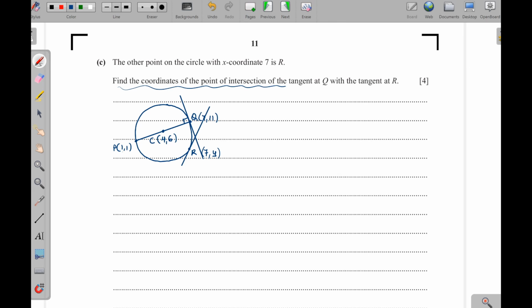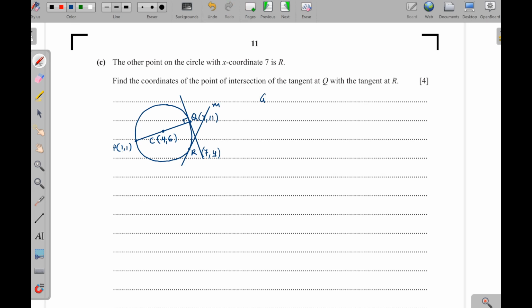So find the coordinates of the point of intersection of the tangent at Q and the tangent at R. So what I need to do is to find the equation of the line of this tangent here through R. Then I solve it simultaneously with the equation of this tangent at Q. You see that? All right. So what are we going to have? It should be noted that if these two tangents are intersecting outside the circle, okay, if this one has a gradient of m, then this one will have a gradient of -m. They have the same gradient, but differing in signs.